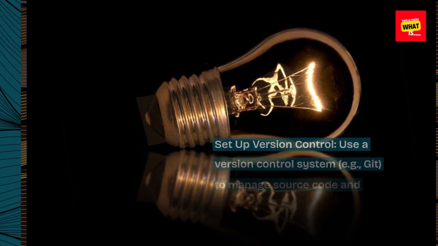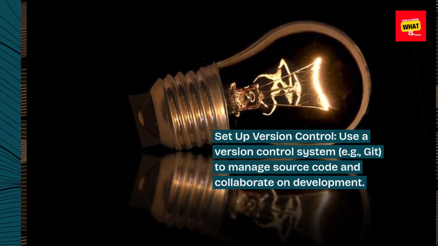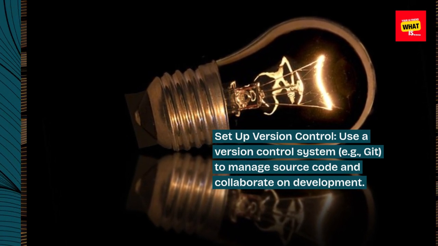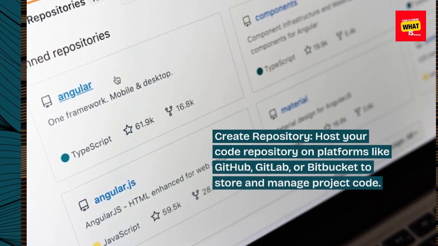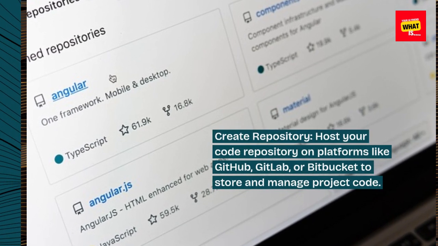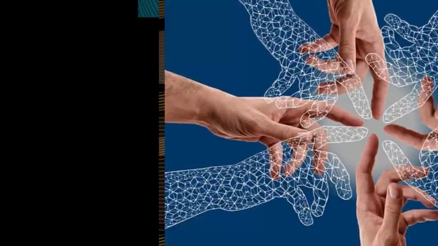2. Version control and repository. Set up version control. Use a version control system, e.g., Git, to manage source code and collaborate on development. Create repository. Host your code repository on platforms like GitHub, GitLab, or Bitbucket to store and manage project code.